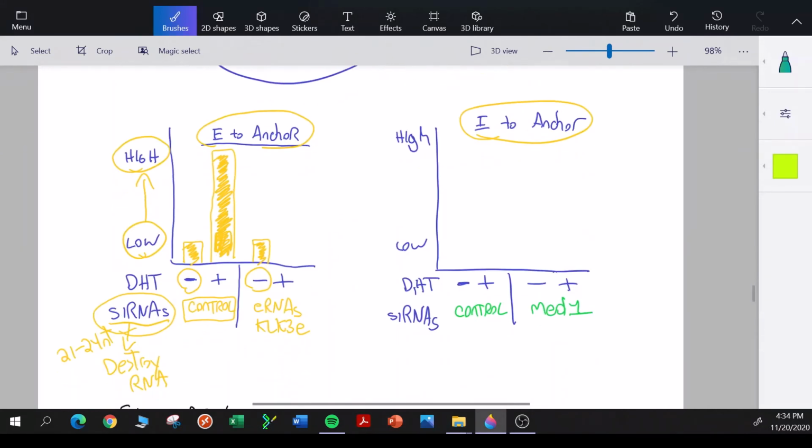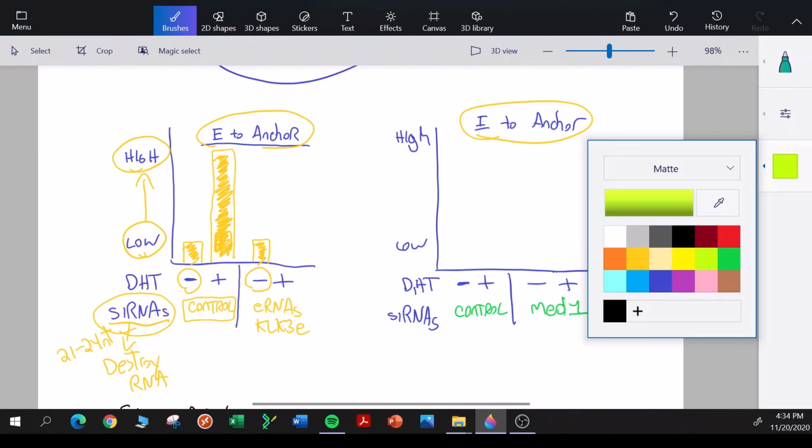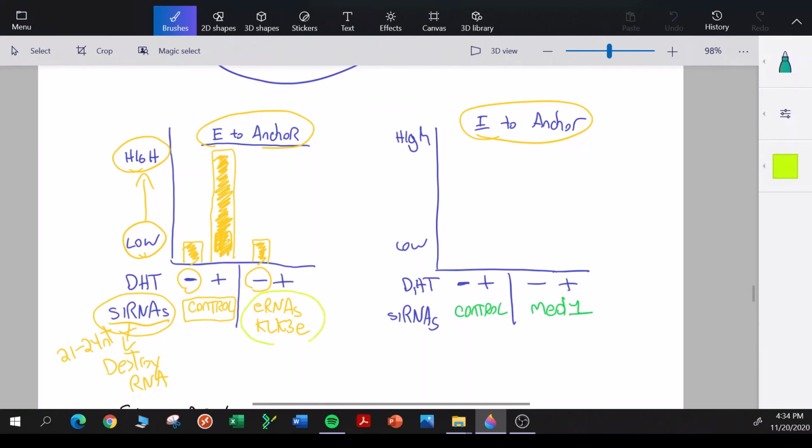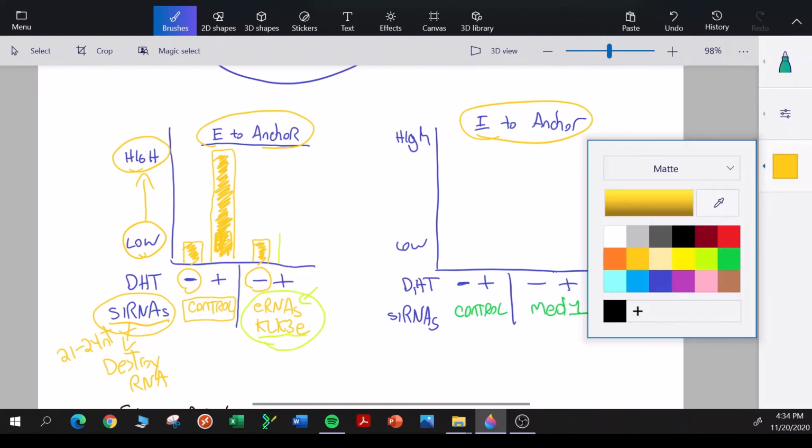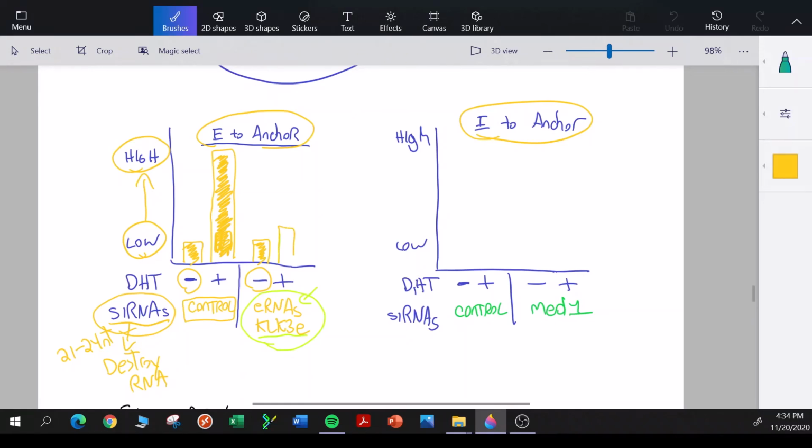Okay, so those levels go up because they've already shown that. But they looked at something new. When they added siRNAs that matched the enhancer RNA from the KLK3 enhancer, what they saw is that, whoa, levels were way down. The enhancer didn't work nearly as well as it did when those siRNAs for the KLK3 enhancer RNA were absent.